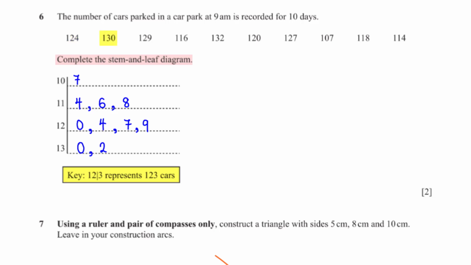For 130, the first two numbers are 1, 3. So we come to this line and write down the final number, which is 0. We repeat the same process for all the numbers. When we are done, we ensure that the numbers on each line are arranged in ascending order.